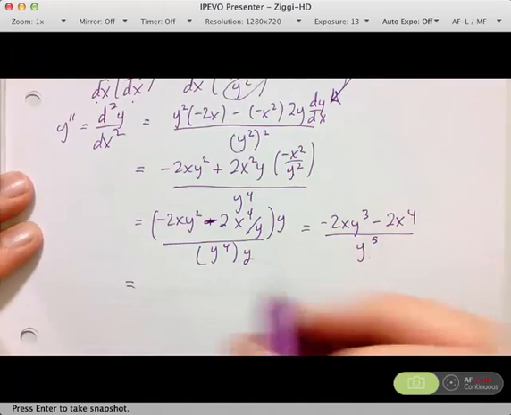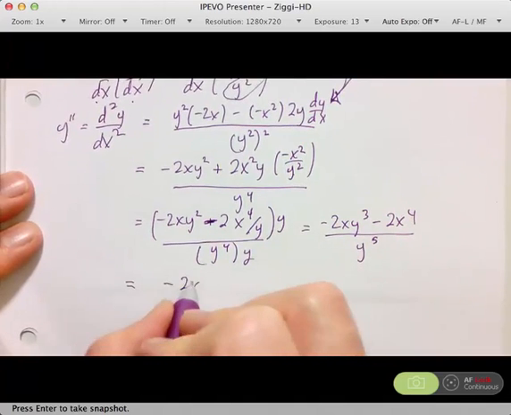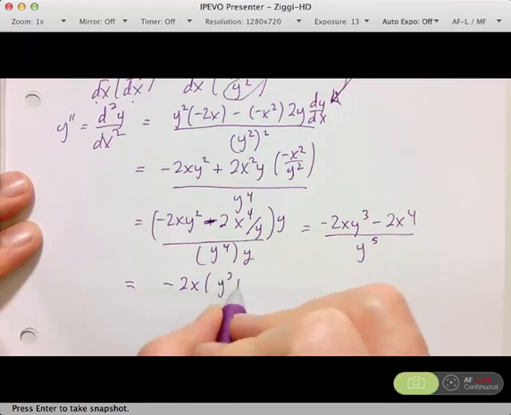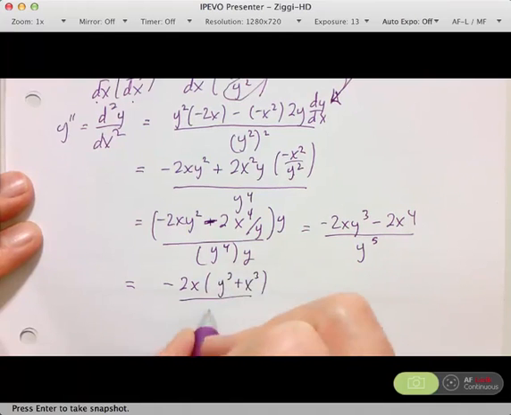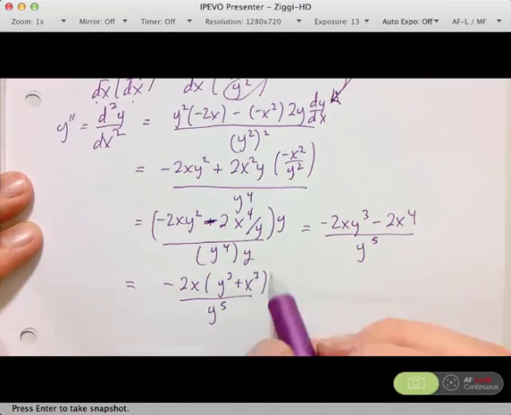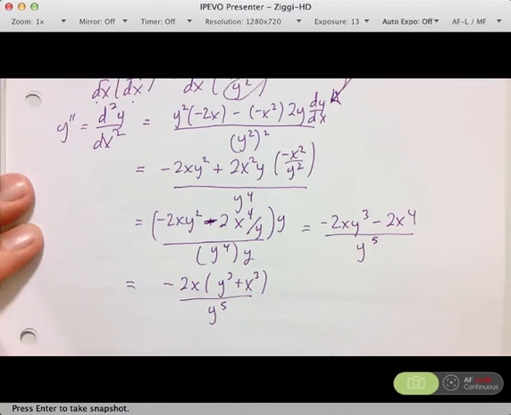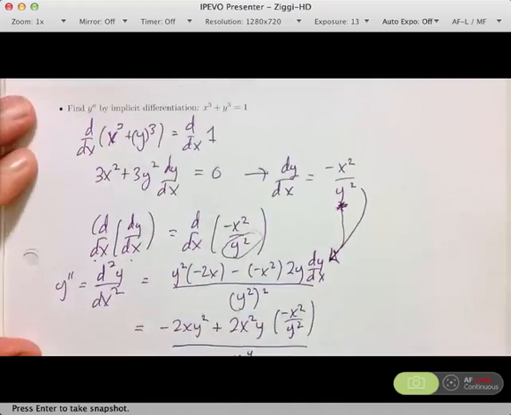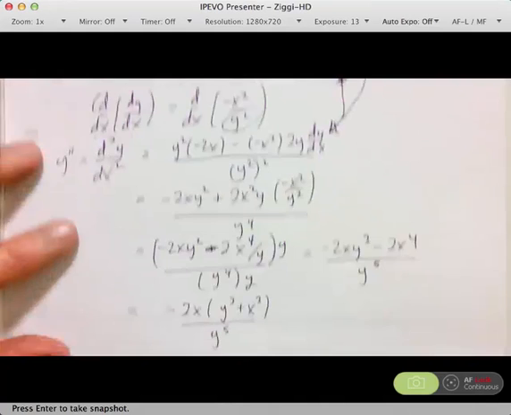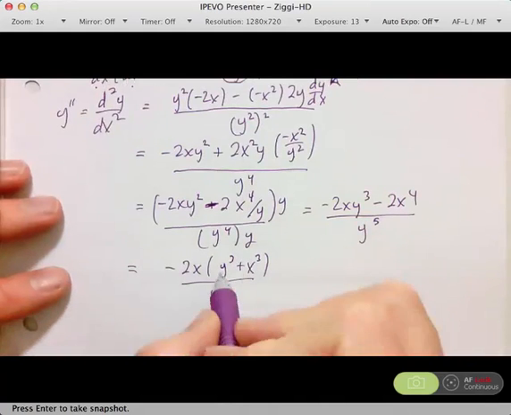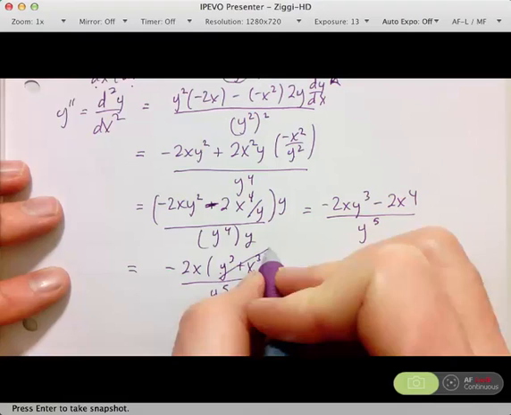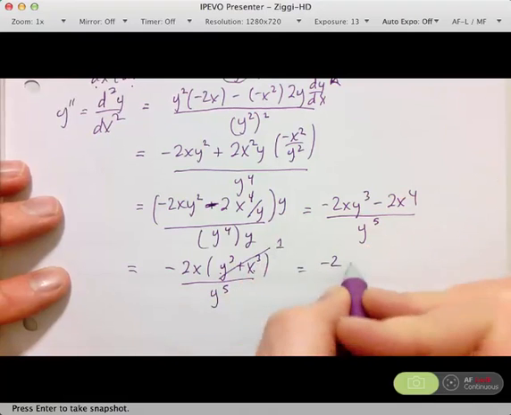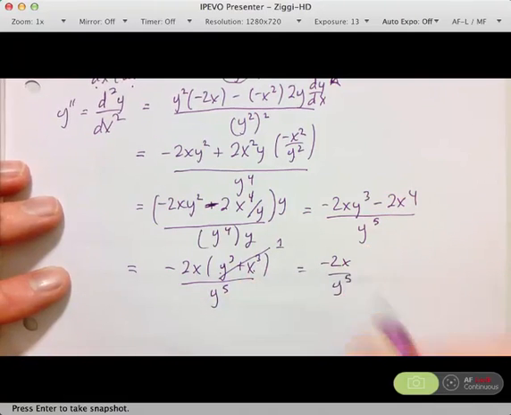I'm going to factor out what I can from the numerator. x cubed plus y cubed. Well, that looks familiar. Right? At the beginning of this problem, we started with this relationship between x and y. x cubed plus y cubed is equal to 1. So if I use that in my final answer here, x cubed plus y cubed is 1, I can replace this by 1, and I get minus 2x over y to the fifth.